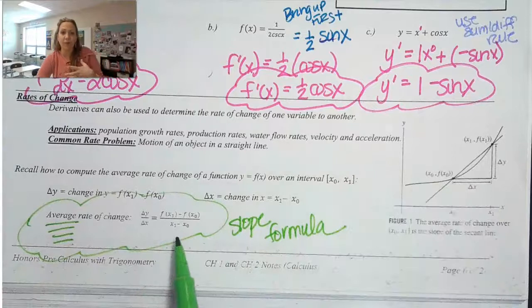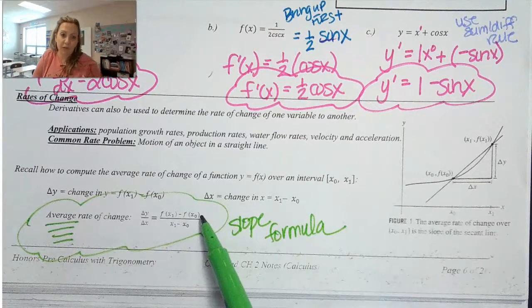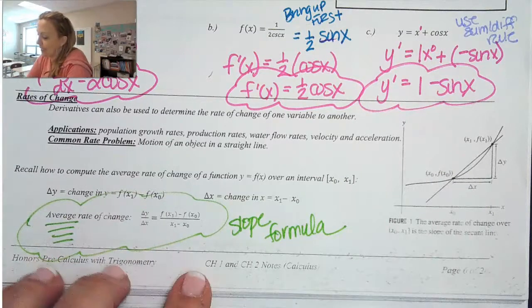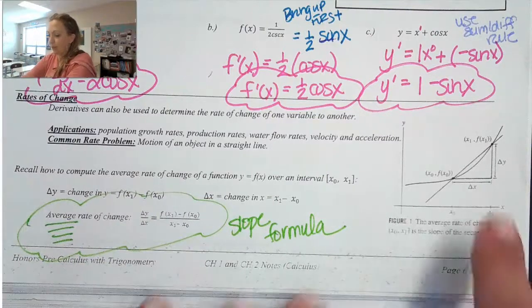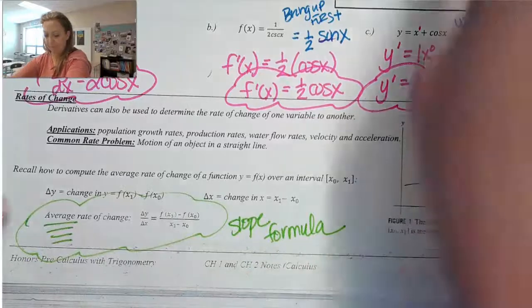f of x sub 1 is just a value of y. f of x sub 0 is the other value of y. So just make sure we're careful of the order and go from there. And it turns out that the average rate of change over that interval is going to be the slope of that secant line. That's going to be that slope.